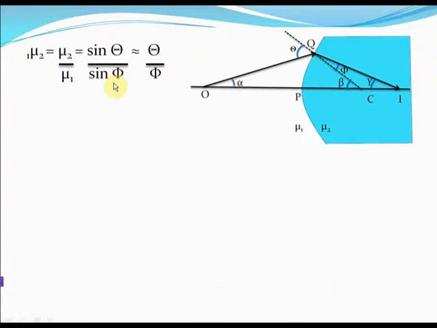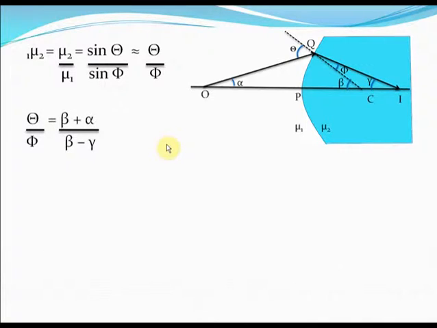We've already studied this. Now if theta and phi are very small, that is, this incident ray is making a very small angle with the normal at the point of contact, it's almost perpendicular to the spherical surface. In that case, sine theta can be approximately taken to be theta and sine phi will become phi.